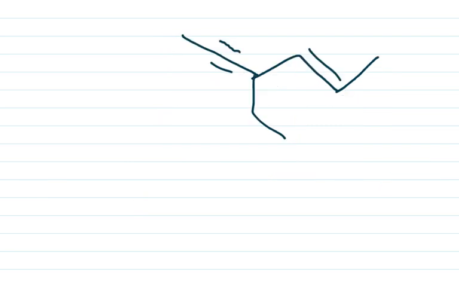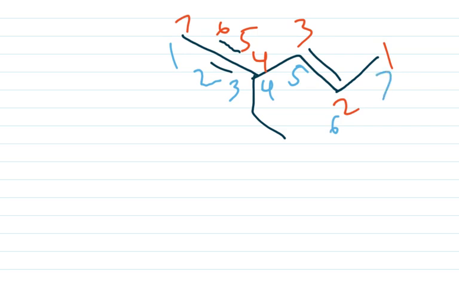So in this example, let's do the same thing and number the longest carbon chain. Let's do both possibilities. So let's start from the right side first. It'd be 1, 2, 3, 4, 5, 6, 7. And if we start from the left side, that would be 1, 2, 3, 4, 5, 6, 7.